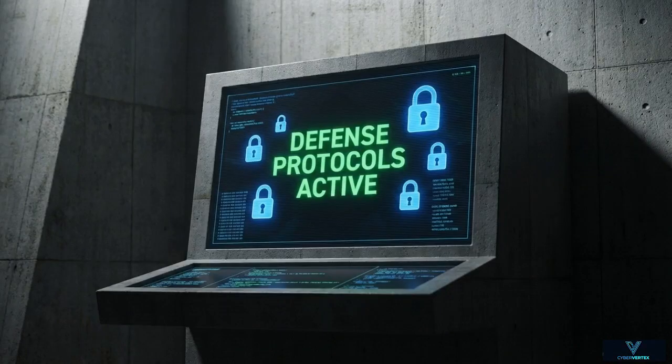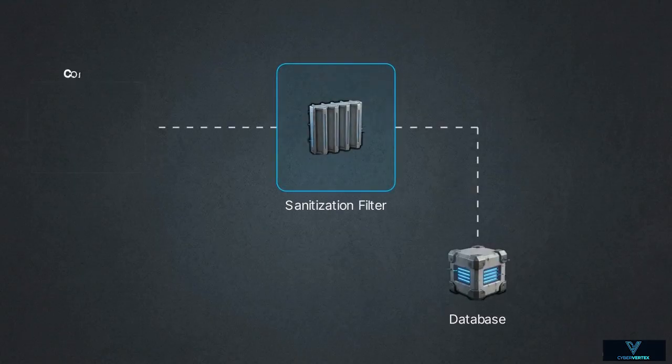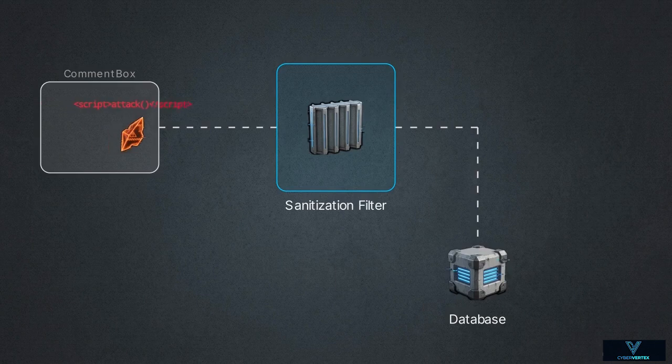To neutralize this threat, developers use a mandatory defense strategy: input validation and output encoding. As you can see in this filter mechanism, applications must enforce strict sanitization rules. Anything typed into a comment box is intercepted, stripping away its executable tags. The code is treated strictly as inert text before it ever hits the database.